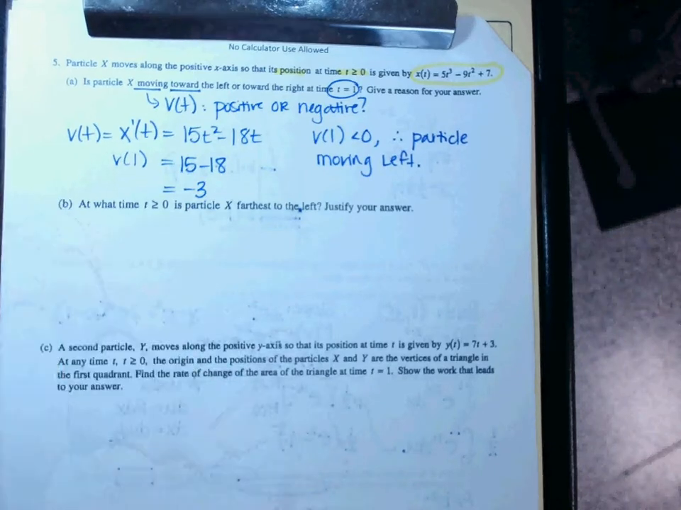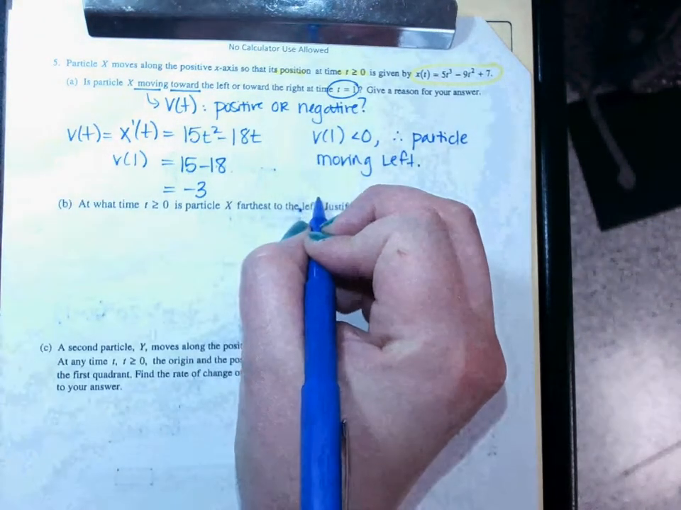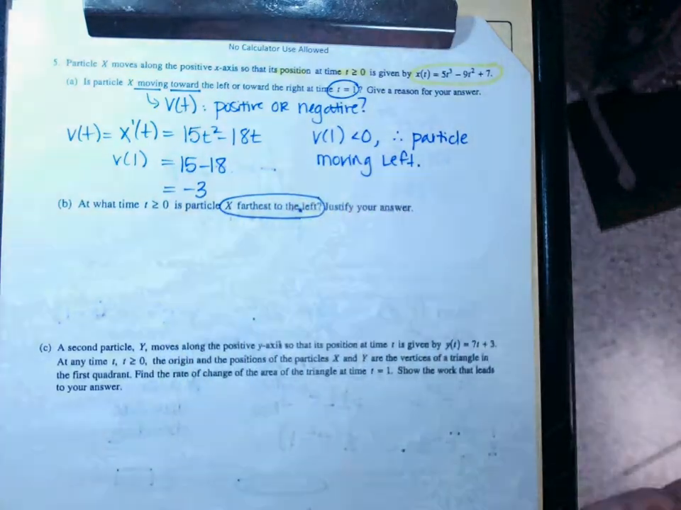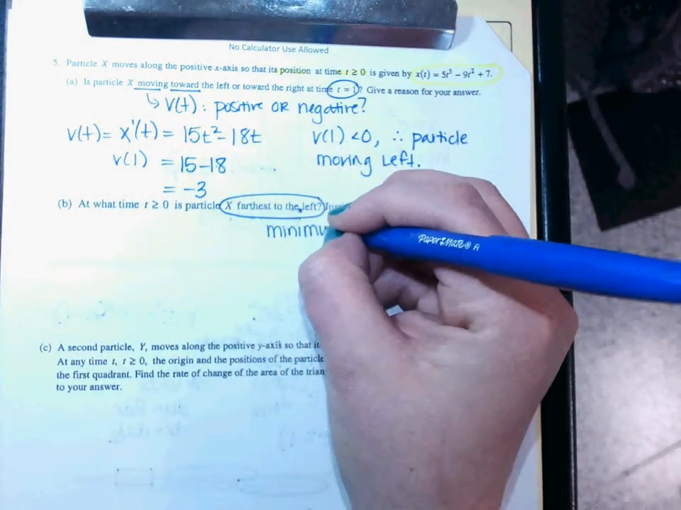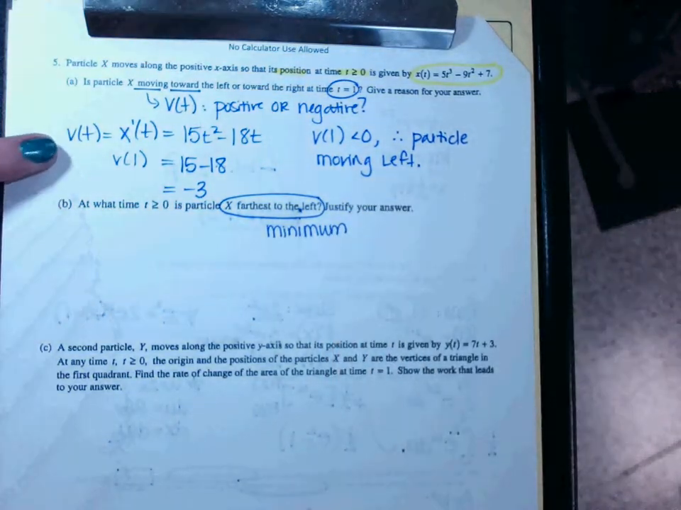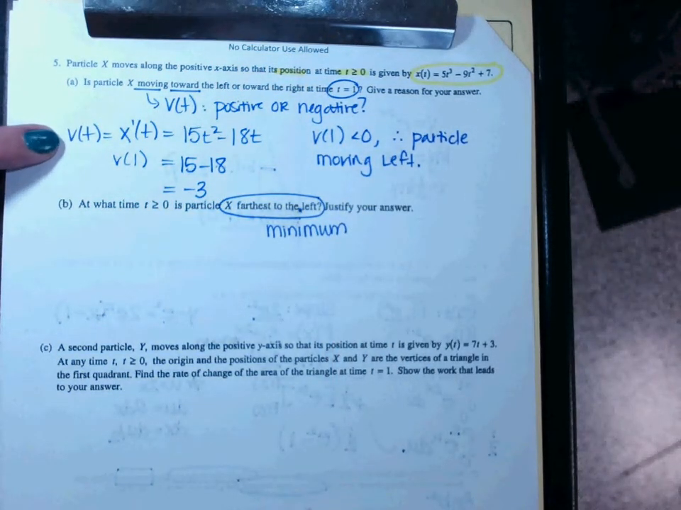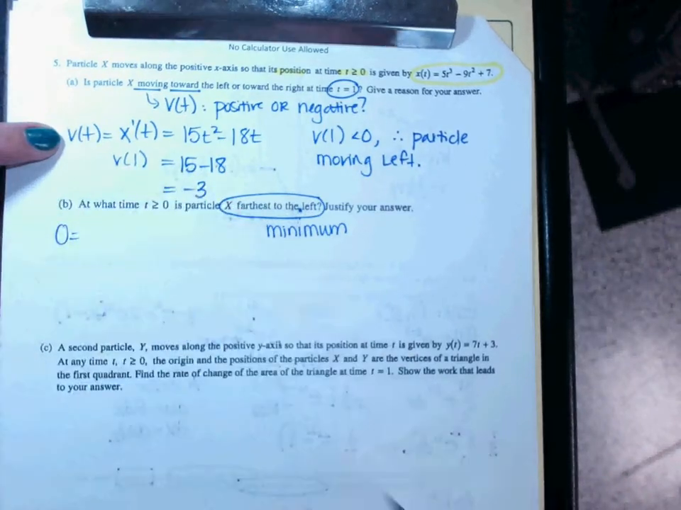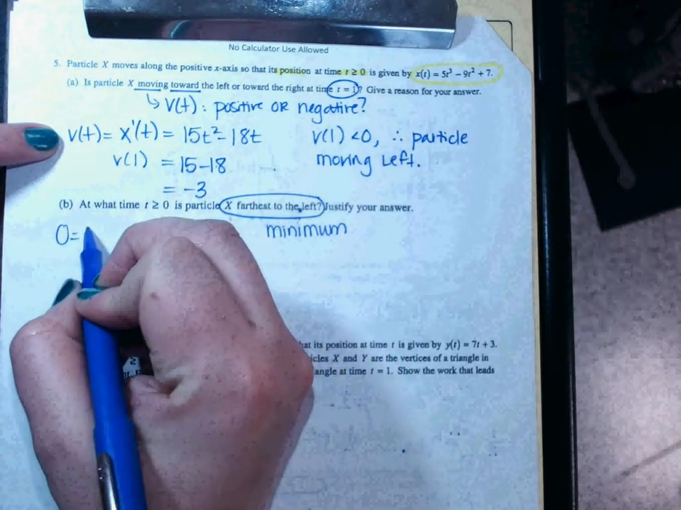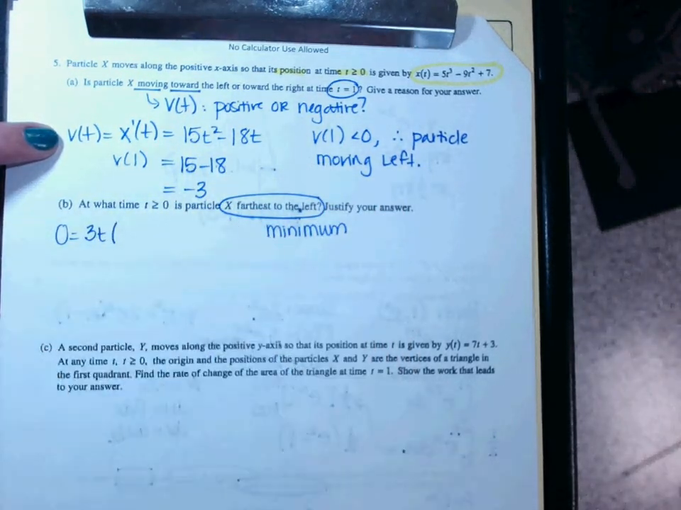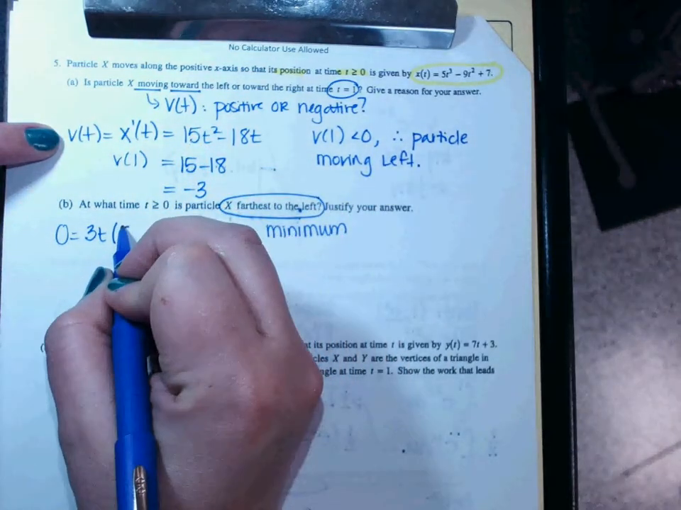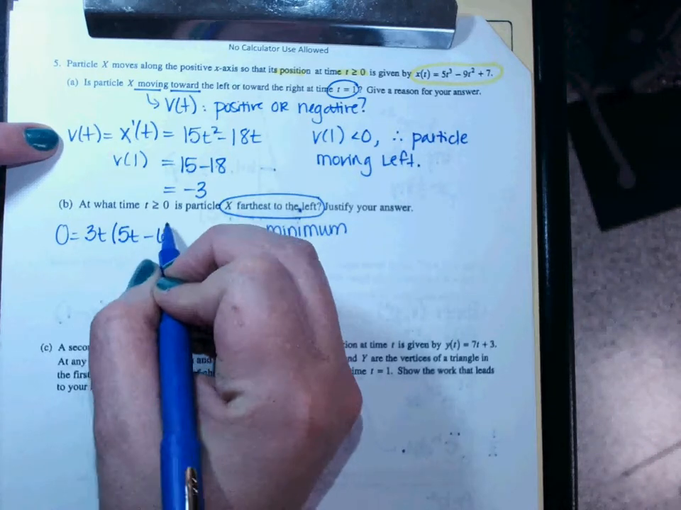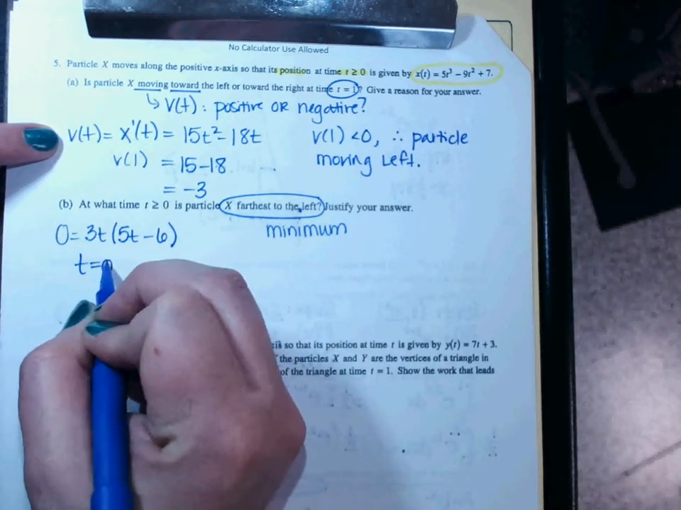Okay, so part B. When is the particle farthest to the left? They're asking you for a max or a min? Min. Minimum. Okay, so we already found the velocity here. We just need to set it equal to what? 0. Okay, so I can take out a 3 and a t. And then from there, what's left over here? A 5t minus 6. So t can equal 0 and t can equal 6 over 5.